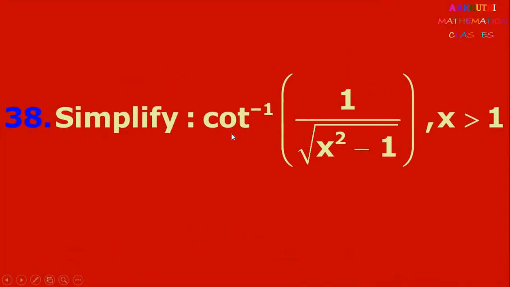So next one, simplify cot inverse 1 by root of x square minus 1. Now here also we can substitute x equal to cosecant theta or secant theta. Now if you substitute x equal to secant theta, we get secant square theta minus 1, which is tan square theta. And 1 by root of tan square theta is 1 by tan theta. It is cot theta. Now we can cancel cot inverse and cot easily. So therefore substitute x equal to secant theta.